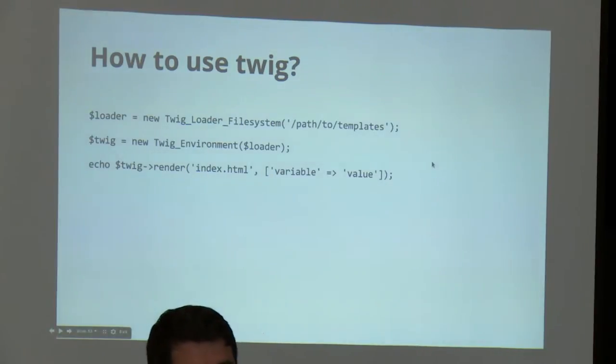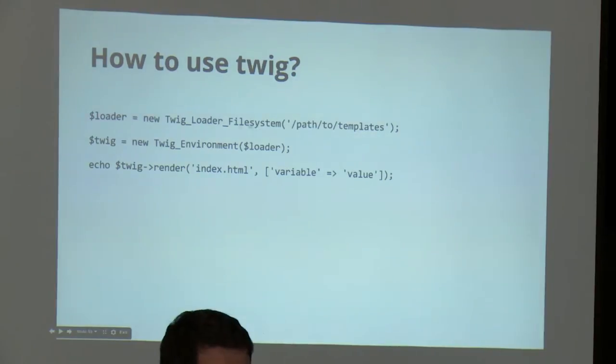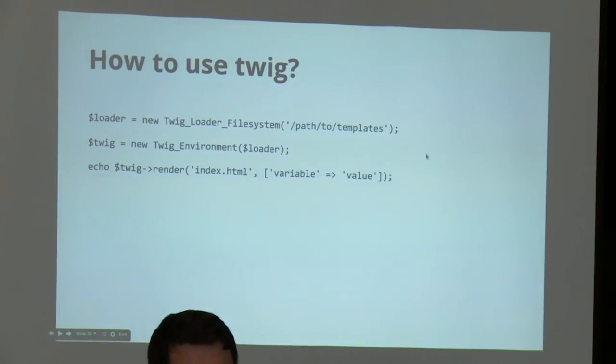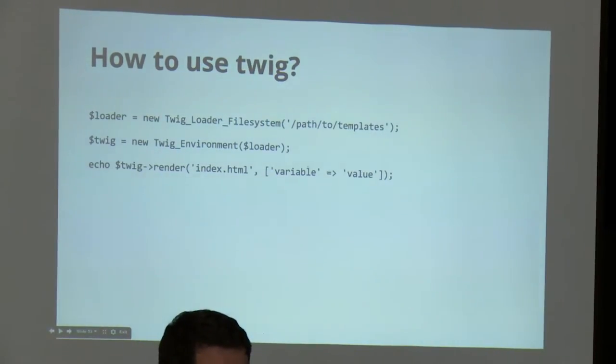And Twig is very simple to use. First of all, you have to instantiate the Twig loader, which you point to templates. You basically pass the path where the templates are going to be stored in your application. And then you instantiate Twig, which takes the loader as a dependency. And then you can render templates with a set of data. So the first argument is a template name, the second argument is an array of data. And that's what we're going to do in this example.